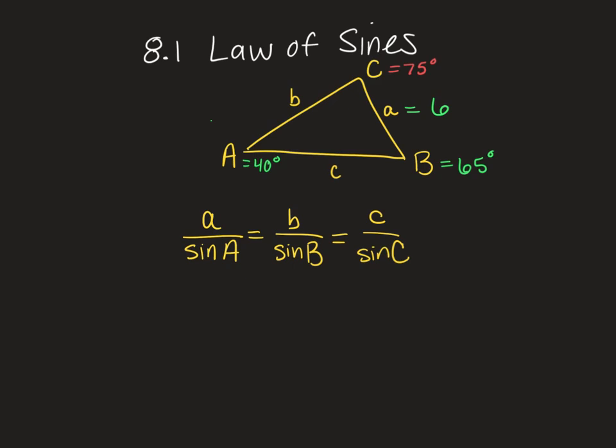All right, so now we need to find side b and side c. So let's find side b first. We have both parts for side a: angle A and side a. So we're going to use this part of it to start with. Side a is 6 and angle A is 40. That's going to be one part of our equation. Then if we're trying to find side b, we know that angle B is 65. So now we're just going to take this and solve for b.